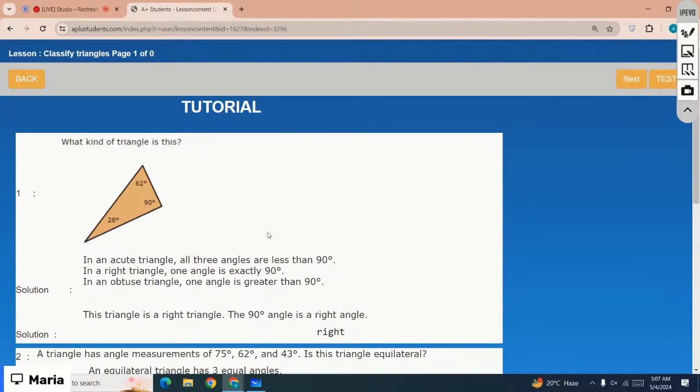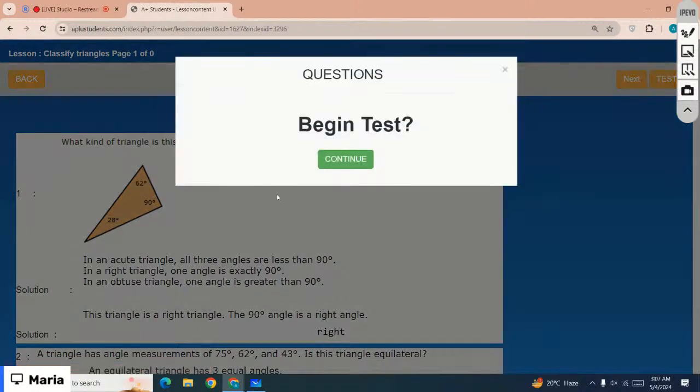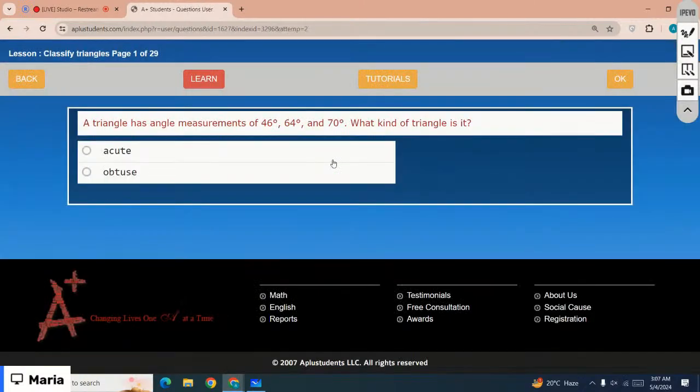Okay, let's just start with the test questions. A triangle has measurements of 46 degrees, 64 degrees, and 70 degrees. What kind of triangle is this? The correct option is: all the angles are less than 90 degrees, right? So that is an acute triangle.